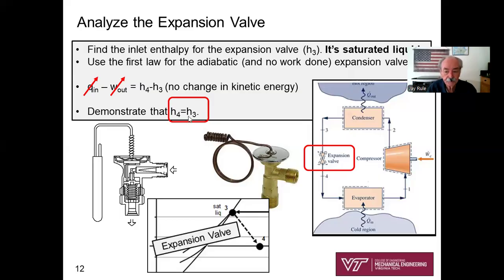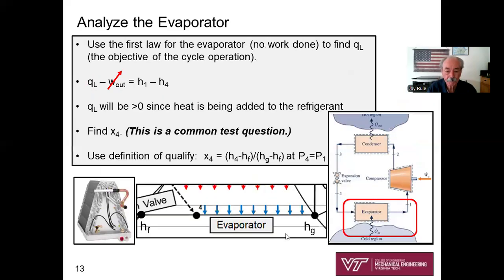Don't fall into the trap of saying this is a formula, and I'm going to blindly write down H4 equals H3 and move ahead. Do you see that H4 equals H3 is an expression of the first law of thermodynamics for this expansion valve for steady state, steady flow, open system, one inlet, one outlet? I really want to encourage you to develop that mindset instead of the what's-the-formula mindset.